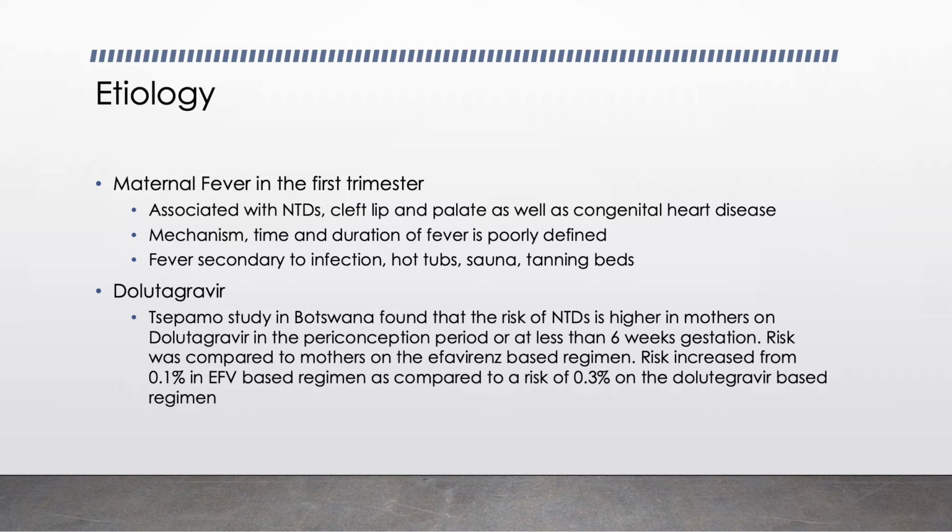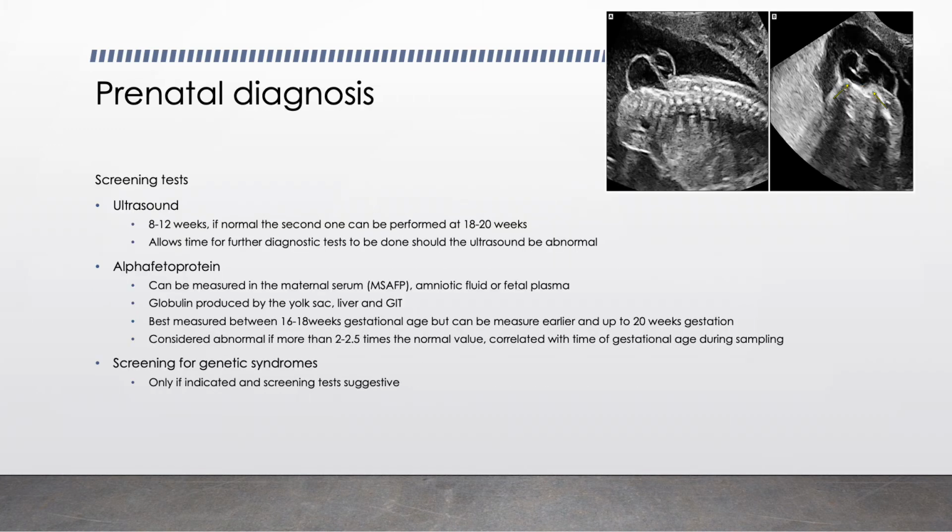Neural tube defects have also been shown to be related to the use of dolutegravir. So there's a Tsepamo study that was done in Botswana, which found that the risk of neural tube defects is higher in mothers that are on dolutegravir in the periconception period or at 6 weeks or less gestational age. The risk was compared to mothers who were on the efavirenz-based regimen. So the risk of neural tube defects increased from 0.1% in the efavirenz-based regimen to 0.3% on the dolutegravir-based regimen.